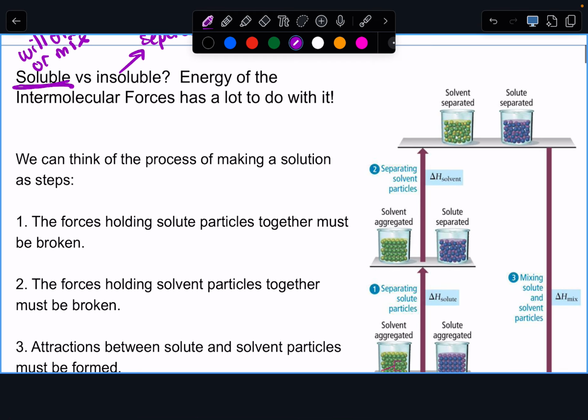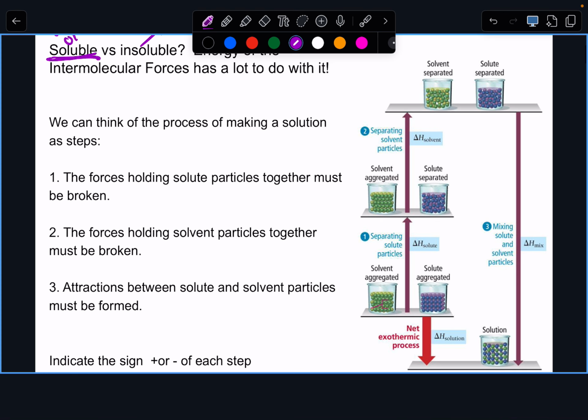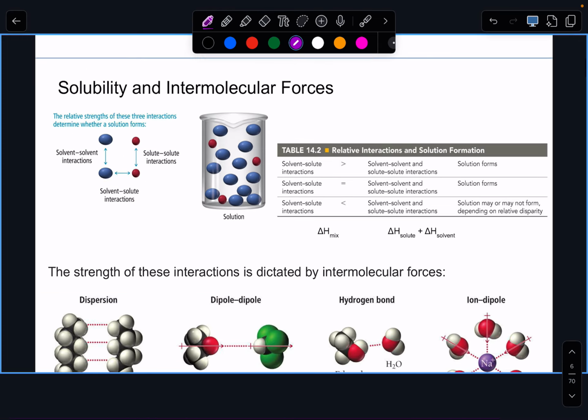Okay, so deciding whether something is going to be soluble or insoluble has a ton to do with the intermolecular forces in each, the solute and the solvent, how much energy it takes to break them apart, and how much energy is released when they come together. So picture that, I'll go to the actual nice picture.